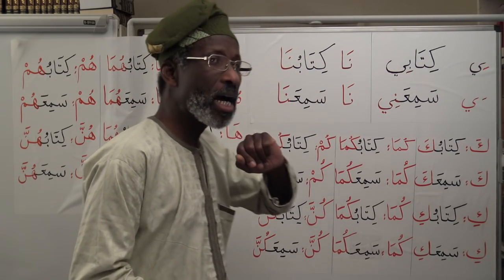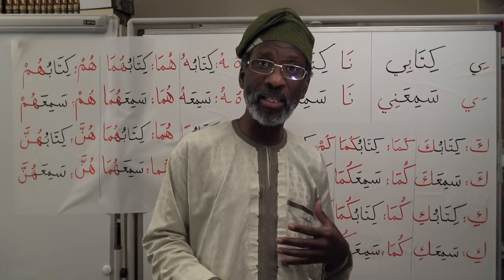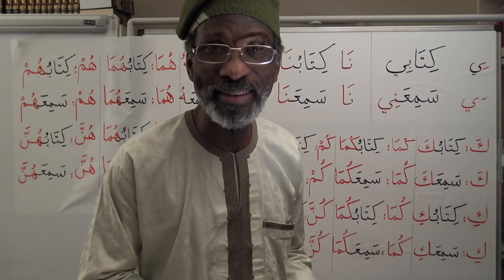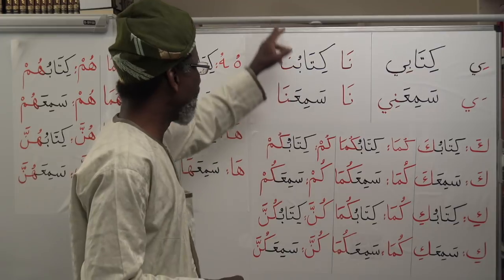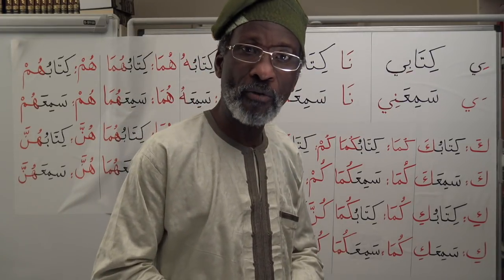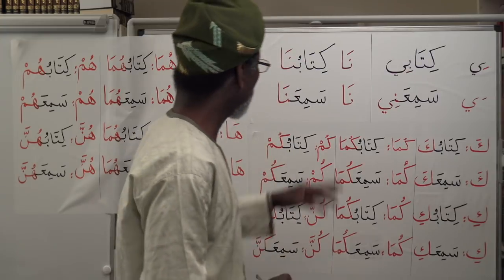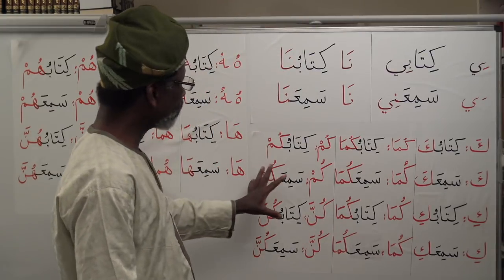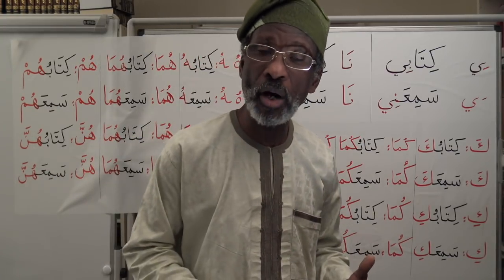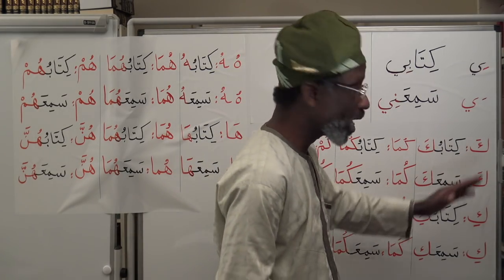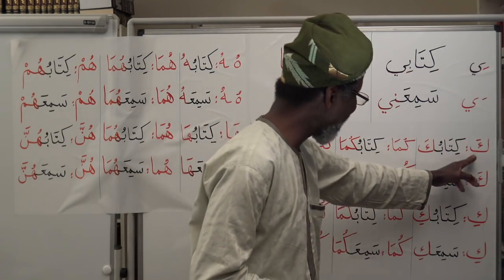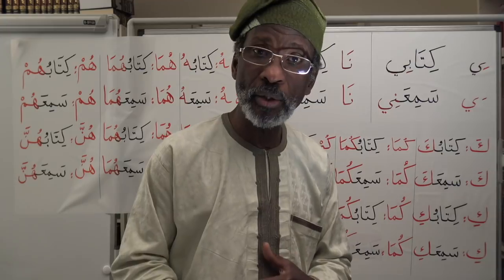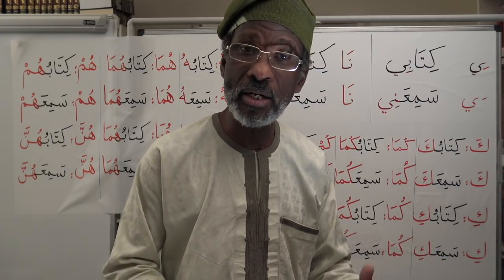Now let's look at the al-mutakallimin, the speakers, which is plural. Duo or plural is the same thing, the same ending. So kitabuna, that is your attached pronoun here for we, our book. Semi'ana, he heard us. Now let's move to the second person, which is called al-mukhatab in Arabic. So singular, al-mufrad, al-mudhakkar, we say ka ending, kitabuka, your book. And if you attach to a verb, you say sami'aka, he heard you.